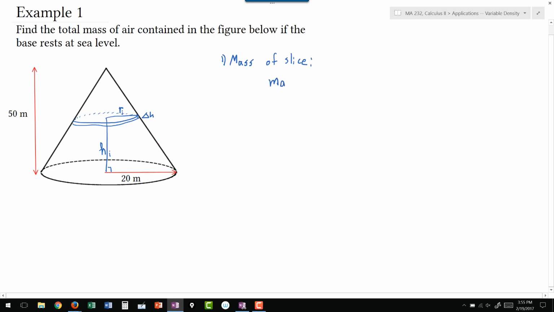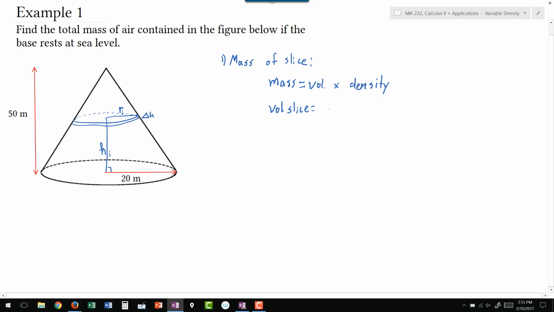Since each slice is a disk, we'll know how to find the volume of a slice, and because the disks all sit at roughly constant height above sea level, they have constant density. So the mass of a slice will be the volume of each slice times the mass density of air for that slice.